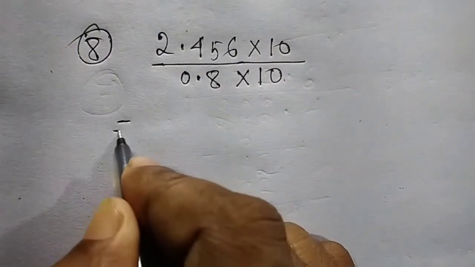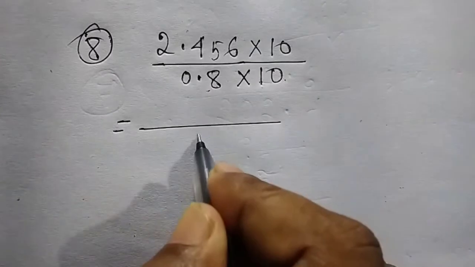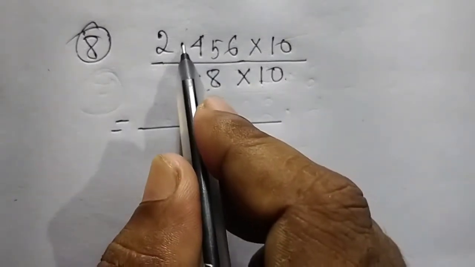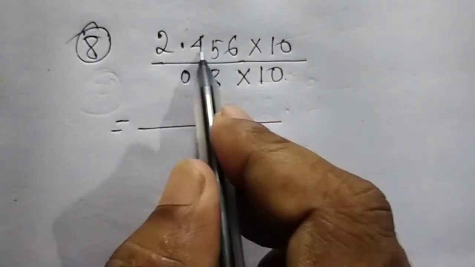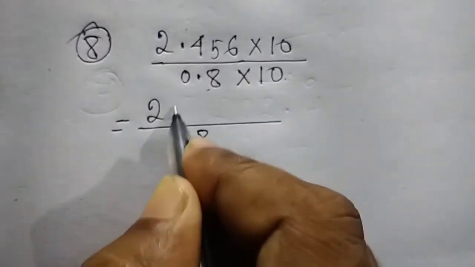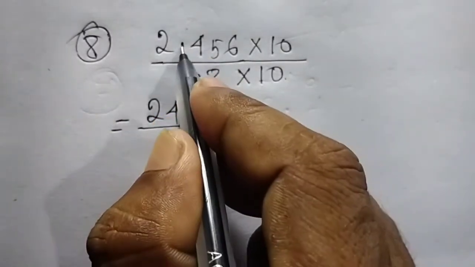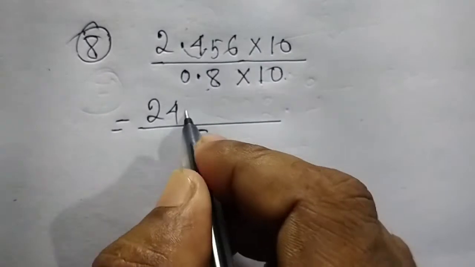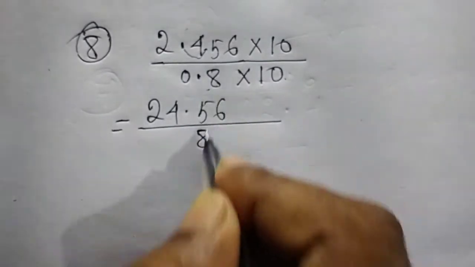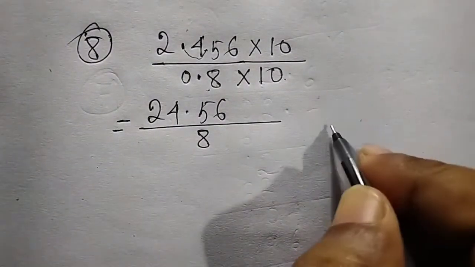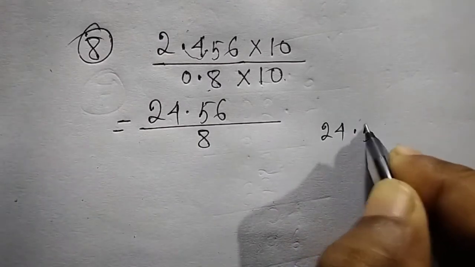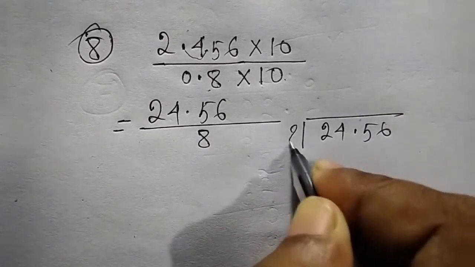So it will be 8 in the denominator, but we have to shift the point one digit to the right side. So here will be 24. If I shift the point from here to here, then it's 24.56. Now divide them: 24.56 divided by 8.